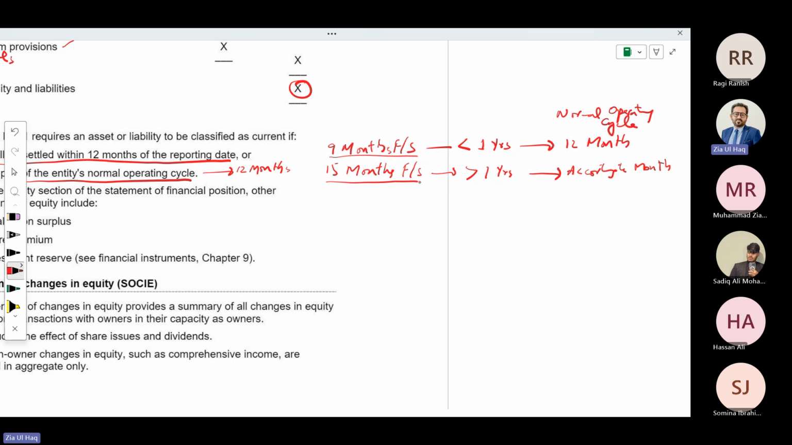But suppose the company is preparing financial statements for 15 months, and there is a liability that we need to settle in 14 months. So we'll record that liability under current liability, because now the normal operating cycle has extended to 15 months rather than 12 months. Can you understand this concept?